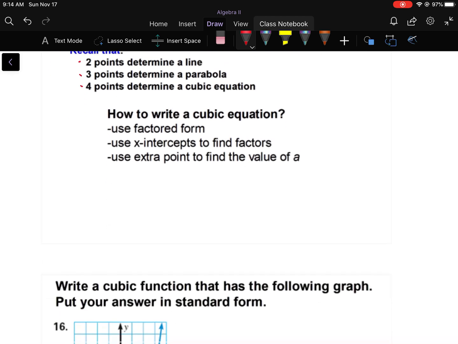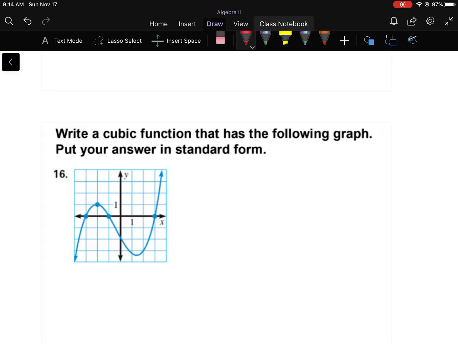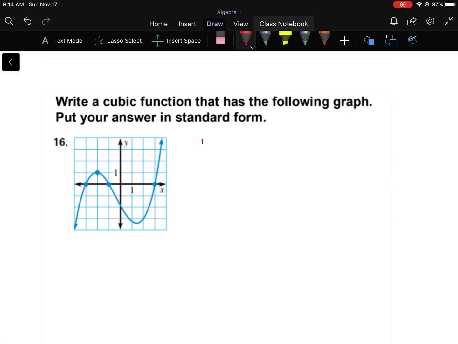So what I'm going to do is basically take that same intercept form, a(x minus p)(x minus q), but I'm going to add one more set of parentheses, and I'll make it r just for my third intercept. So I need this value, which looks like it's negative 4, this value, negative 1, and 3. So that's going to be my 3 intercepts. I'm just going to substitute in.